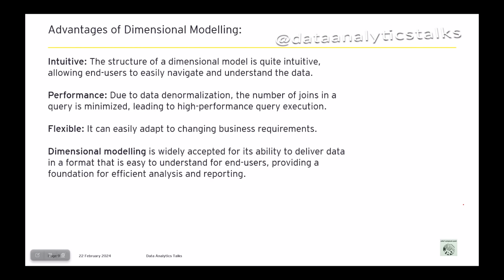The structure of the dimensional model is quite intuitive, allowing end users to easily navigate and understand the data. Of course, from a performance point of view, it is much faster because, due to the denormalization, the number of joins in a query is minimized, leading to high-performance query execution. And it's very flexible. It can easily adapt to changing business requirements.